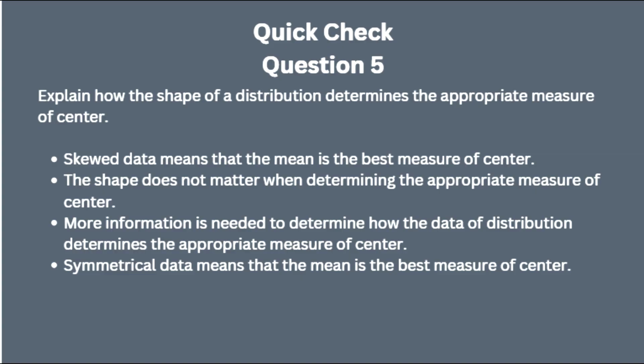Quick check question 5. Explain how the shape of a distribution determines the appropriate measure of center. So which of these is accurate? Skewed data means that the mean is the best measure of center. The shape does not matter when determining the appropriate measure of center. More information is needed to determine how the data distribution determines the appropriate measure of center. Symmetrical data means that the mean is the best measure of center.